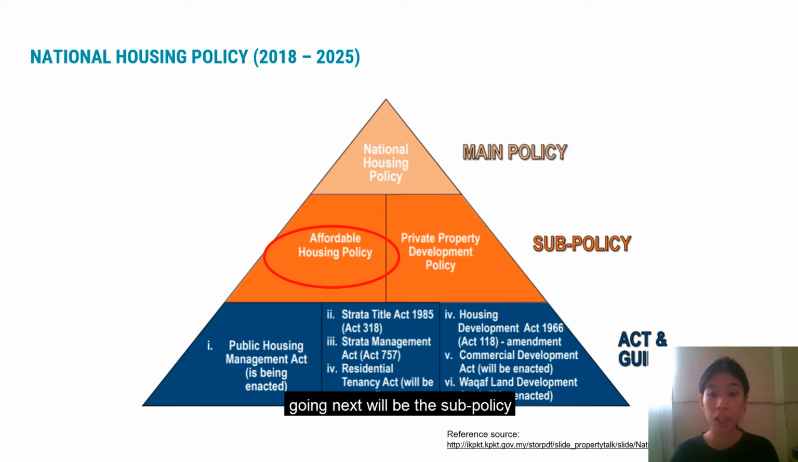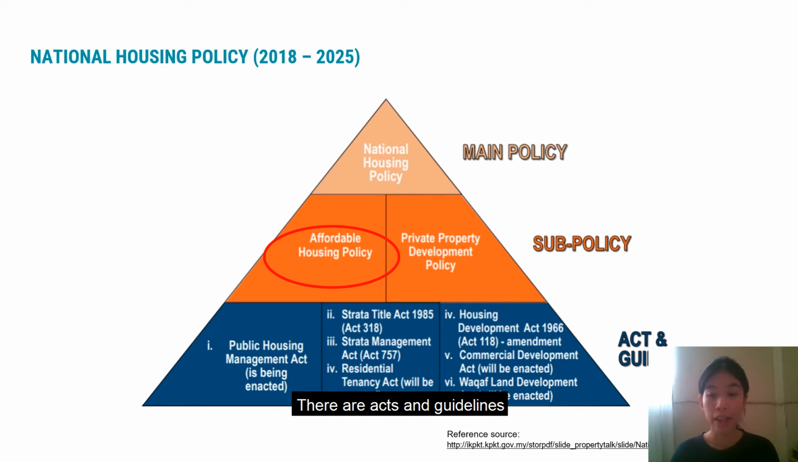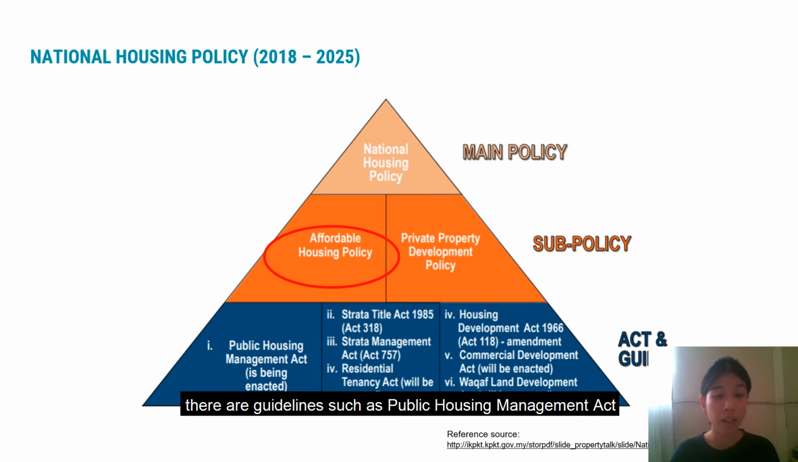Going next will be the sub-policy. There are two of them, which are the affordable housing policy and the private property development policy. There are acts and guidelines which sit at the bottom of the pyramid. There are guidelines such as the Public Housing Management Act, Strata Title Act, Strata Management Act, Residential Tenancy Act, and etc.